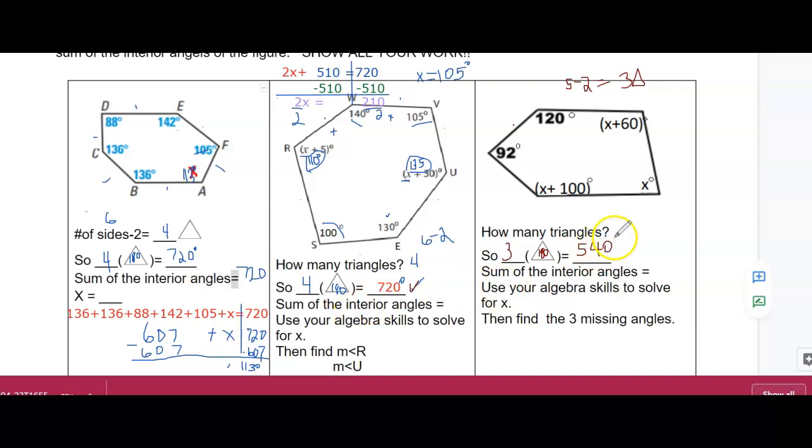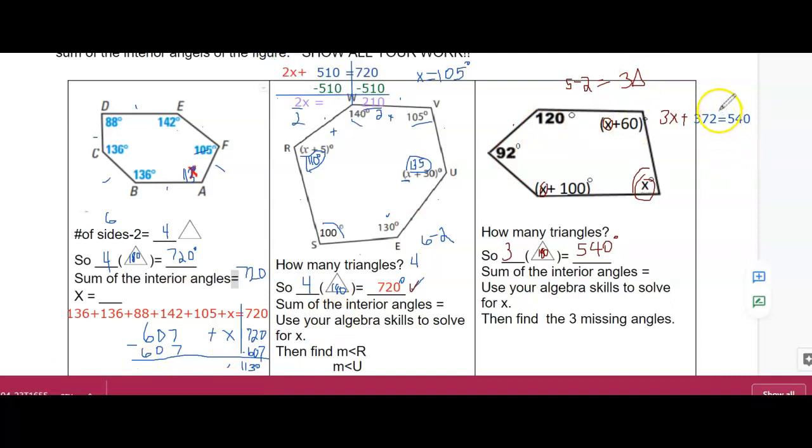Okay, you should have gotten 540 degrees. So that means that all of these angles, 1, 2, 3, 4, 5 angles, have to add up to 540. So we put them all equal to each other. Again, I have x's, so go ahead and add your x's. There's 1x, 2x, 3x. So write 3x plus, now what is the sum of all of these here? 120 plus 92 plus 100 plus 60. This one doesn't have anything, so I don't have to add anything. What do you get?